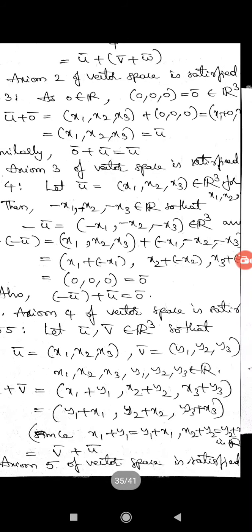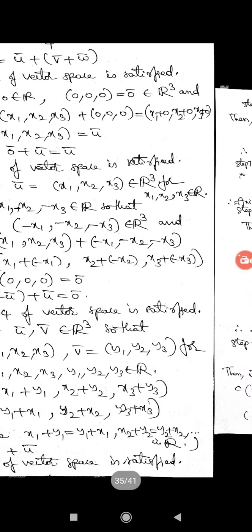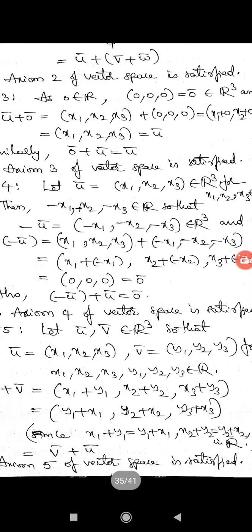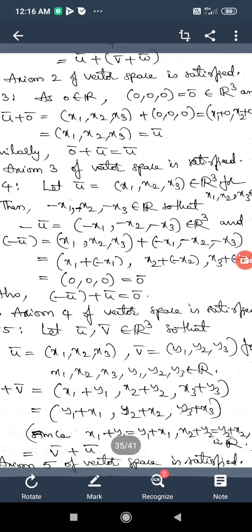If x1, x2, x3 belong to capital R, then we can say that the negatives of all those real numbers are again real numbers. That is how minus x1, minus x2, minus x3 belongs to capital R. So minus u bar is equal to minus x1, minus x2, minus x3, and this belongs to R3.